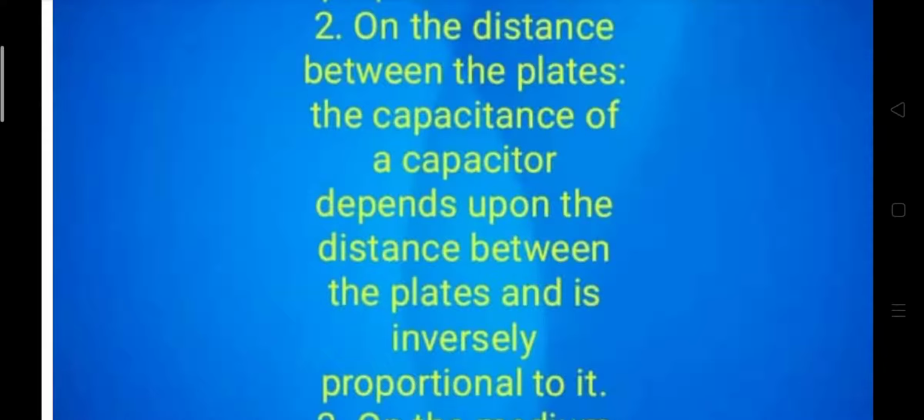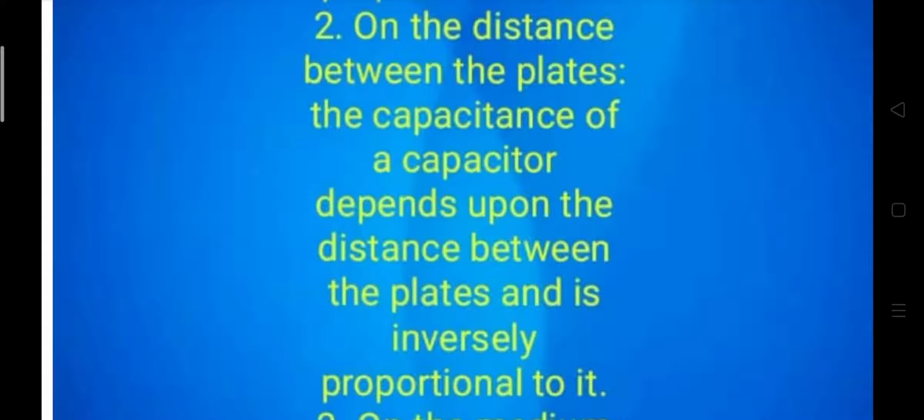Otherwise also, from the formula, V is equal to ED. So, potential is directly proportional to D. And we have capacitance equal to Q upon V. So, it becomes C proportional to 1 upon D. So, capacitance is inversely proportional to D.